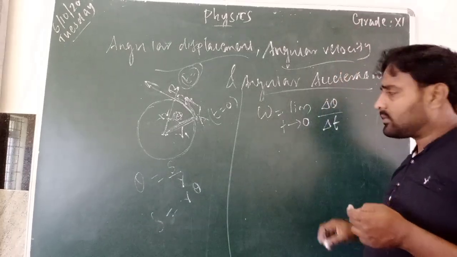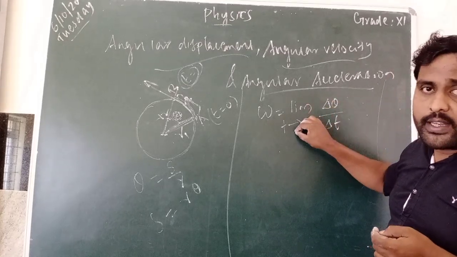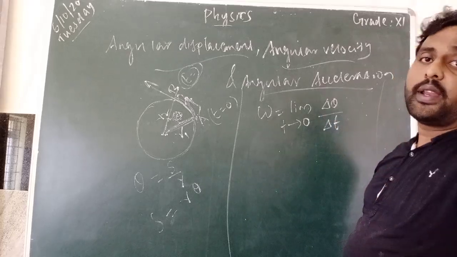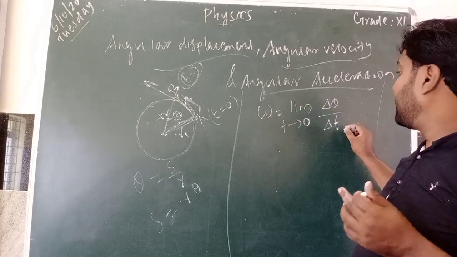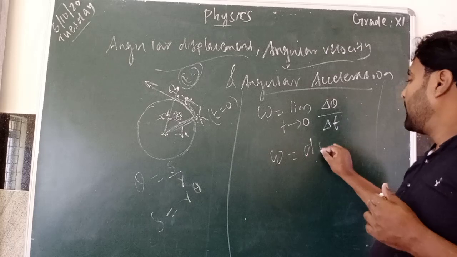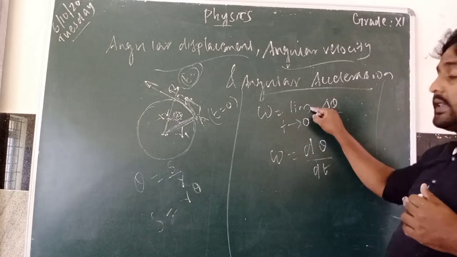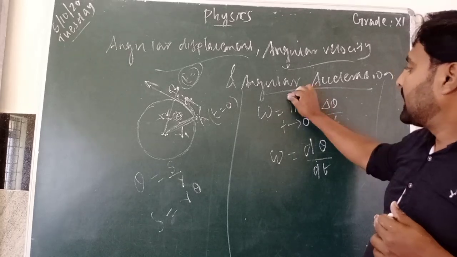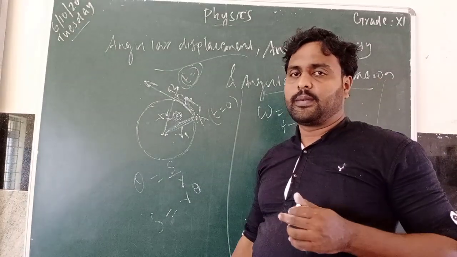Angular displacement by time. With the limit, that means from time t tends to 0, 0 to any timing. So if we change this limit, we can write omega is equal to d theta by dt. With the limit, you can write delta theta by delta t. If you change this limit, you can write d theta by dt. The same.